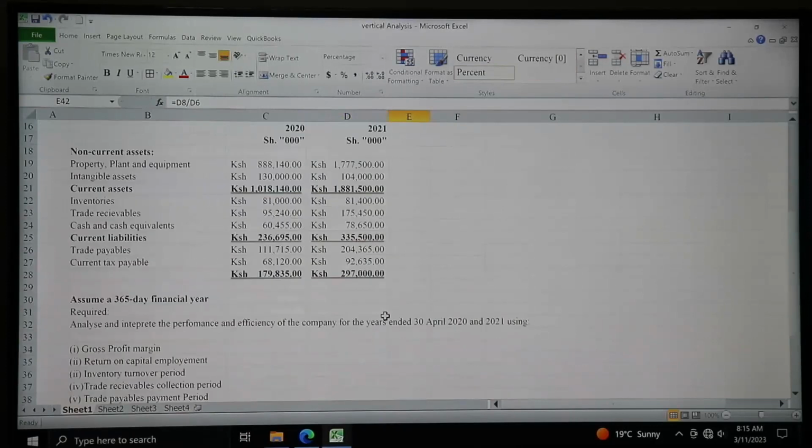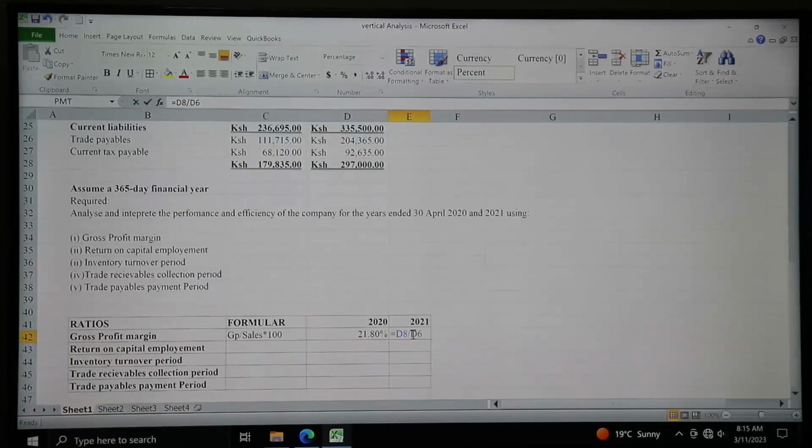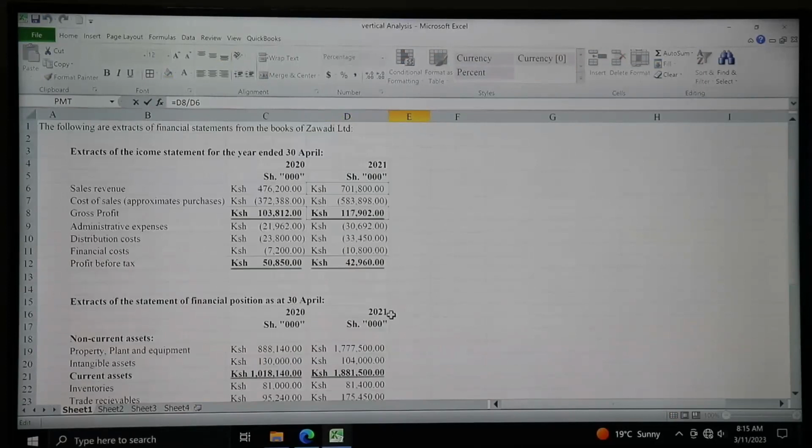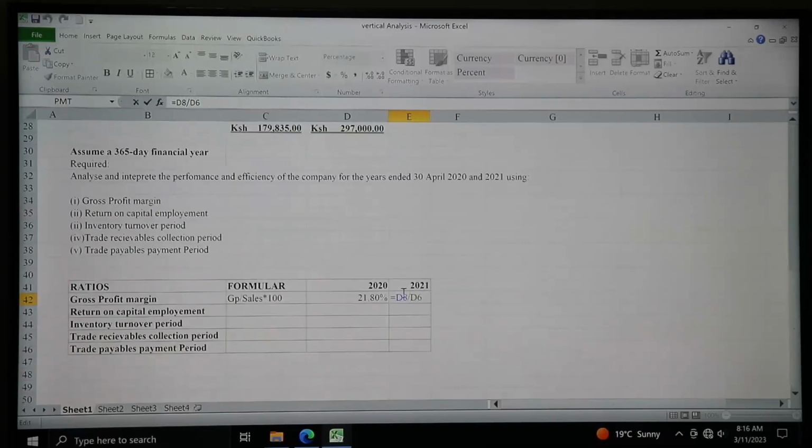Why? Because it has picked which cells. You can see the cells it has picked. So it picks the gross profit for 2021 divided by the sales revenue for 2021, and then it will get that percentage. So is that clear?